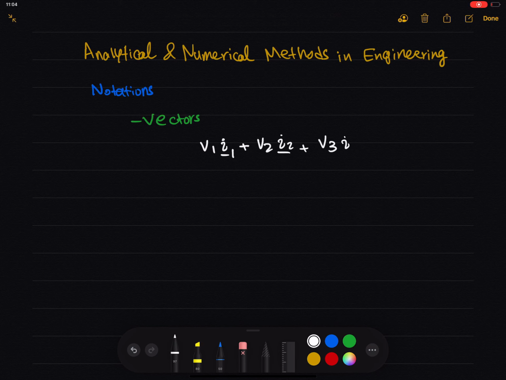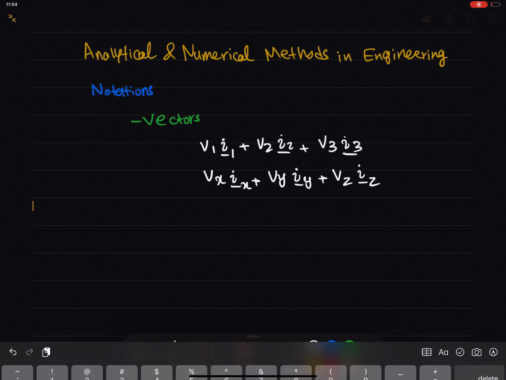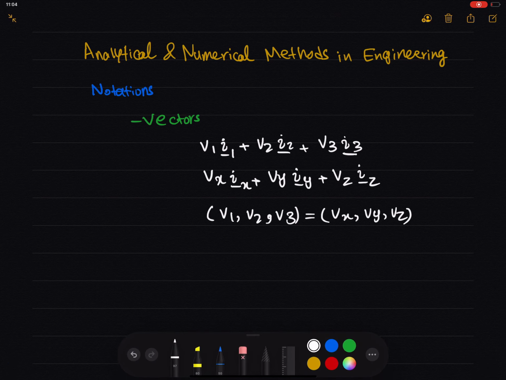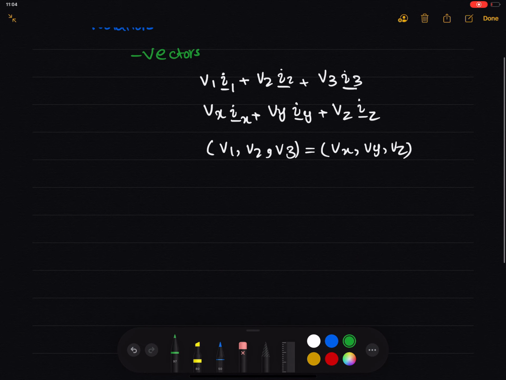plus V3 I3. Or another way of defining it is, for example, if you have a three-dimensional field, we can define it as Vx Ix plus Vy Iy plus Vz Iz, where V1, V2, V3 are just equal to Vx, Vy, Vz. Okay, so this is how we define vectors.